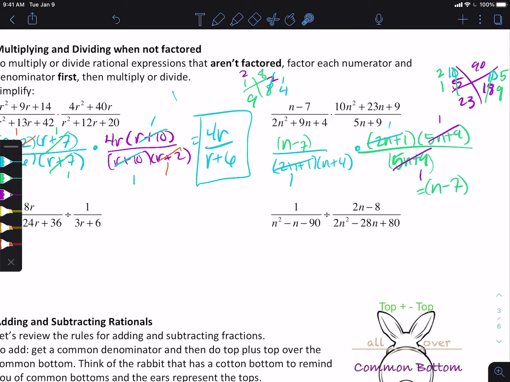And then on bottom, we have 1 times n plus 4 times 1 is n plus 4. Both of these parentheses are optional. You don't have to put those parentheses. And then that becomes my final answer.